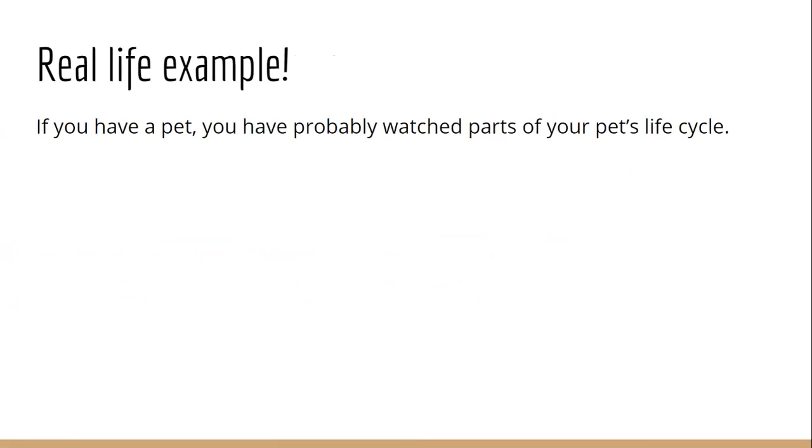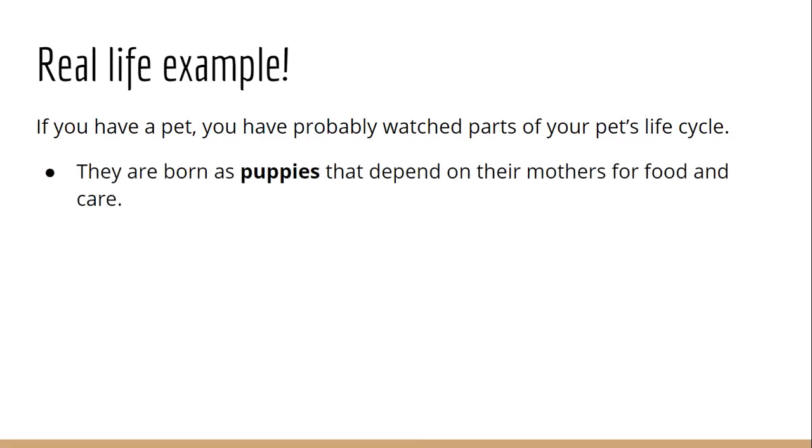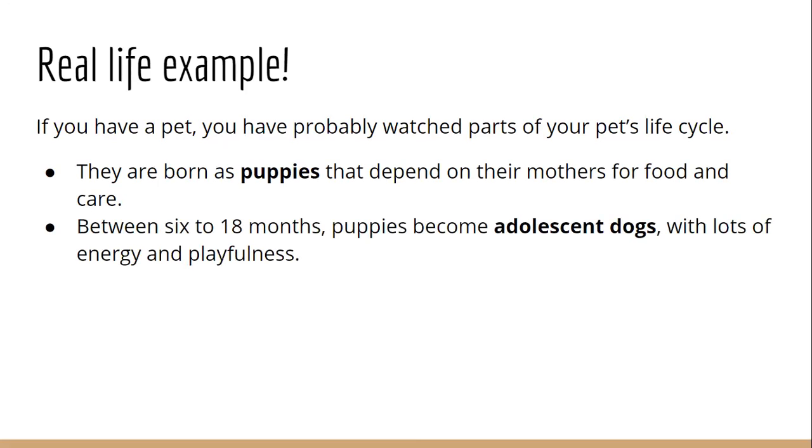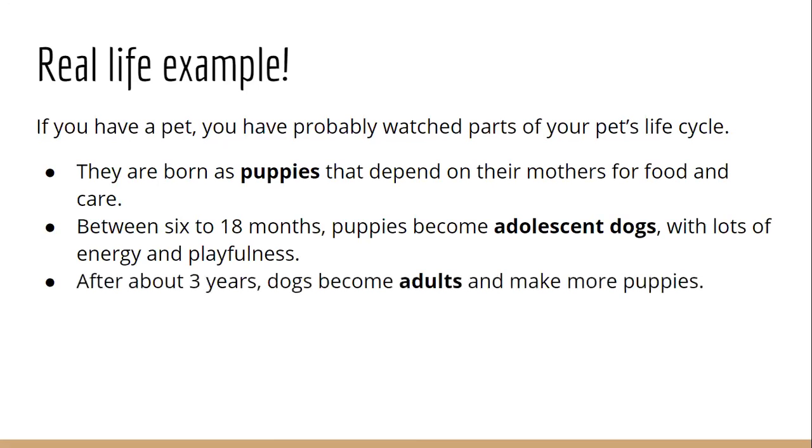So let's think of a real-life example. I automatically thought of dogs because they're one of my favorite animals. If you have a pet, you have probably watched parts of your pet's life cycle. They are born, so with a dog, they are born as puppies that depend on their mothers for food and care. Between 6 to 18 months, puppies become adolescent dogs. They have lots of energy and playfulness. After about 3 years, dogs become adults and make more puppies.